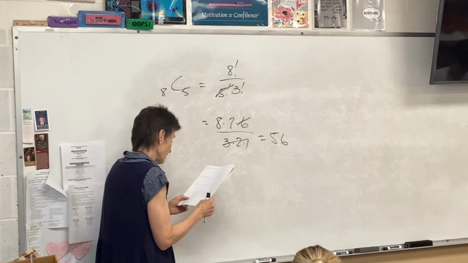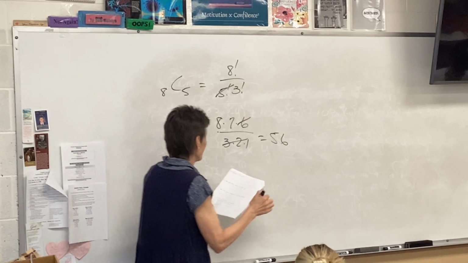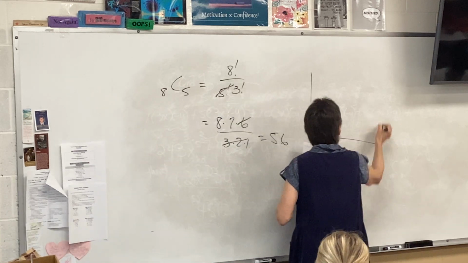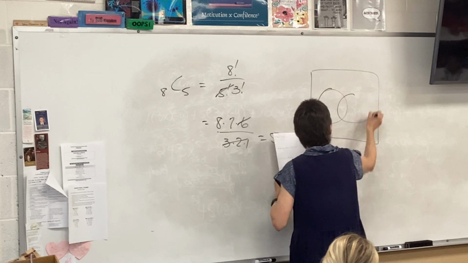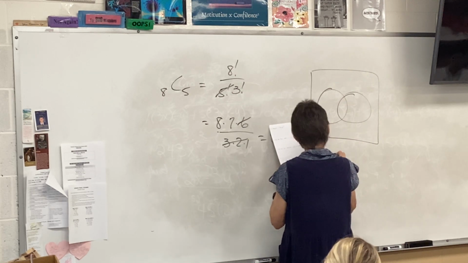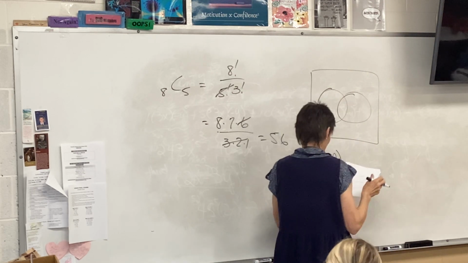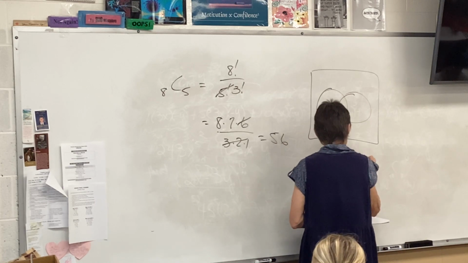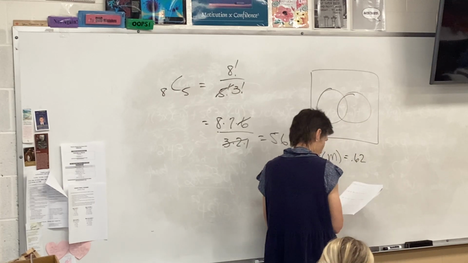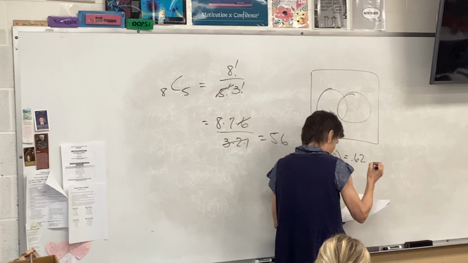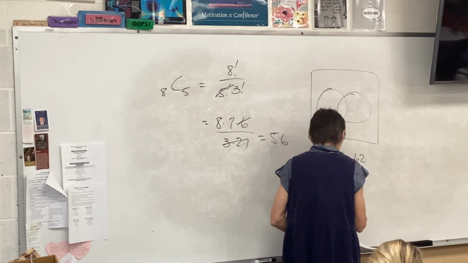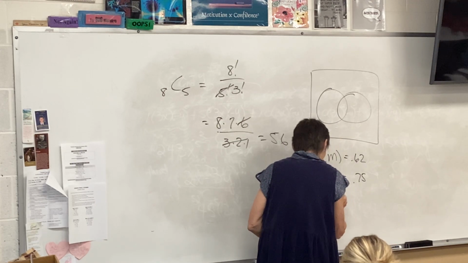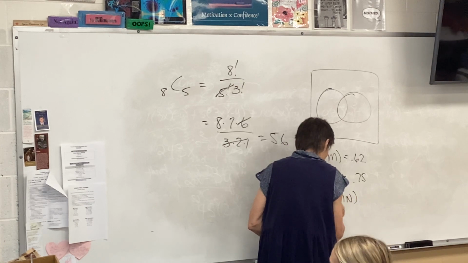All right, number 15, we have a Venn diagram. And we know the probability of M is 0.62 and the probability of N is 0.75. And what does this mean right here? What does that mean?